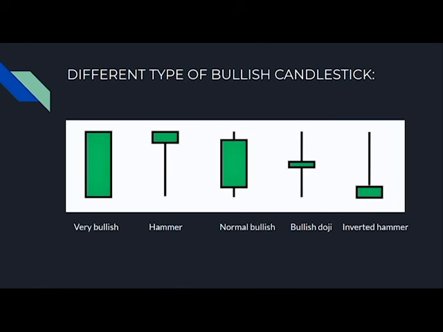Inverted hammer is somewhat opposite to hammer. This you can find at resistance point. Why? Because the buyers take over the market and reach very high, but after some point of time, the sellers take over the market and close somewhere near the opening price. So it's like a resistance only, the sellers taking over the market.